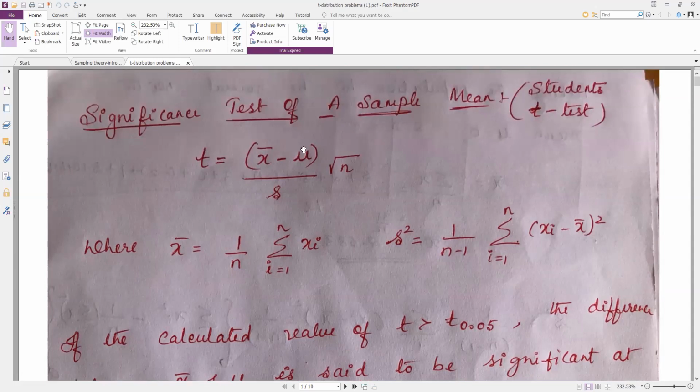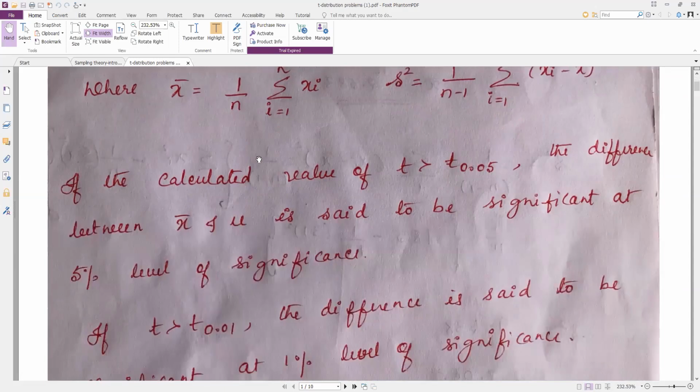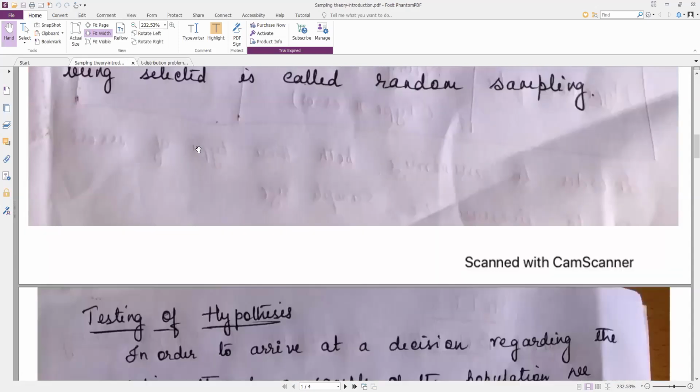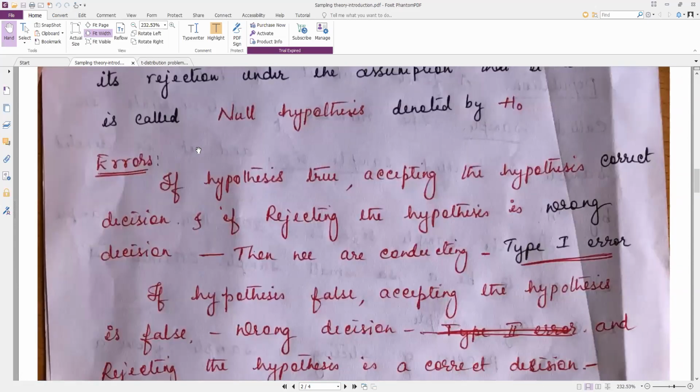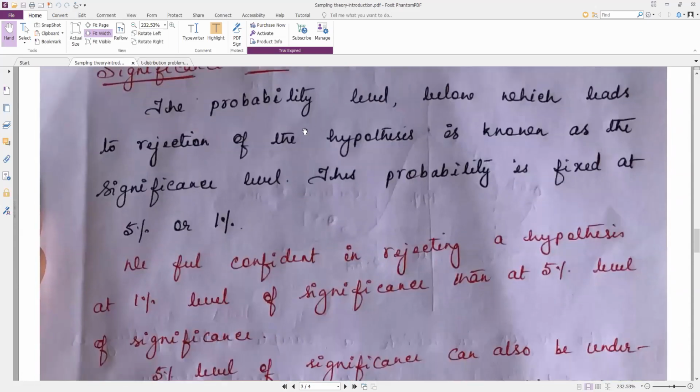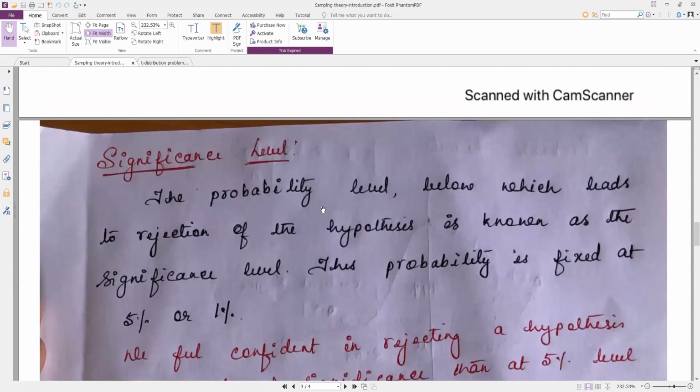Then what we can say? The difference is significant. At which level of significance? 5% level of significance. So already you have seen what you mean by test of significance. In the last recording, I told you regarding the significance level. What do you mean by significance level? The probability level below which leads to rejection of the hypothesis. That is known as the significance level, and the probability is fixed at 5% and 1%.